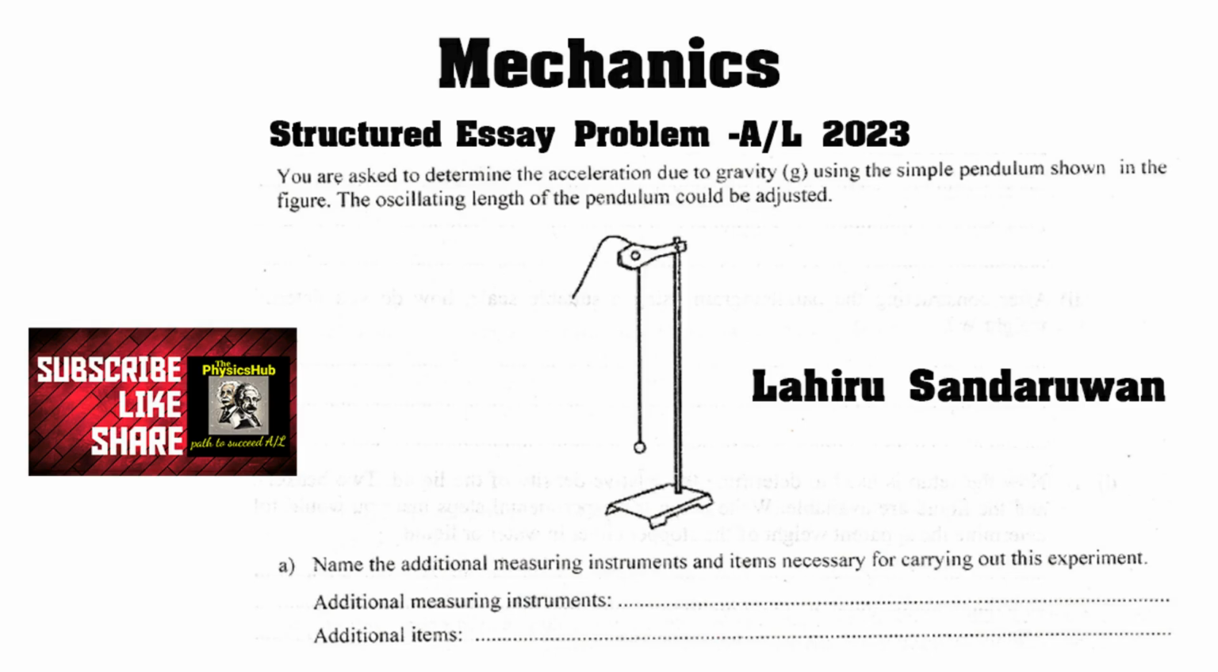You are asked to determine the acceleration due to gravity, g, using the simple pendulum shown in the figure. The oscillating length of the pendulum could be adjusted. Part A. Name the additional measuring instruments and items necessary to carry out this experiment.